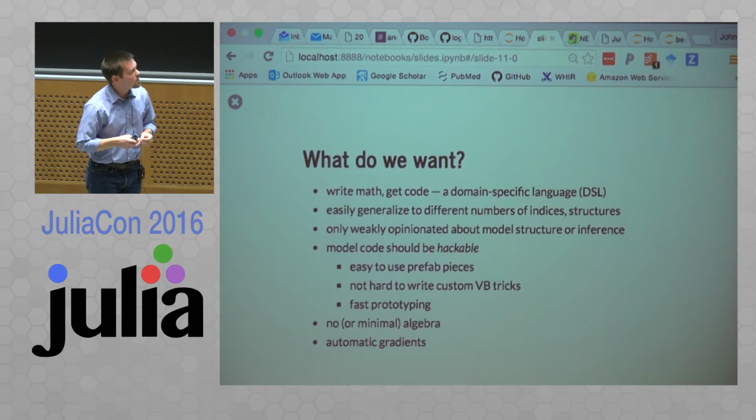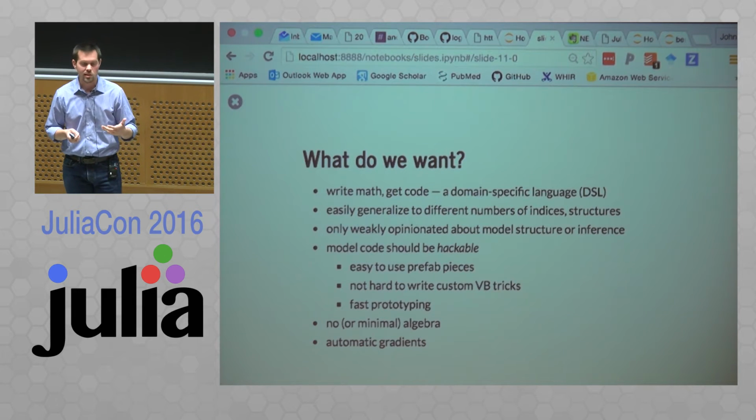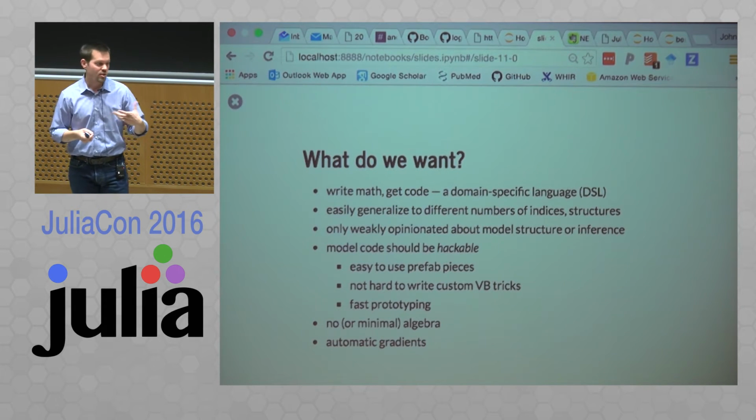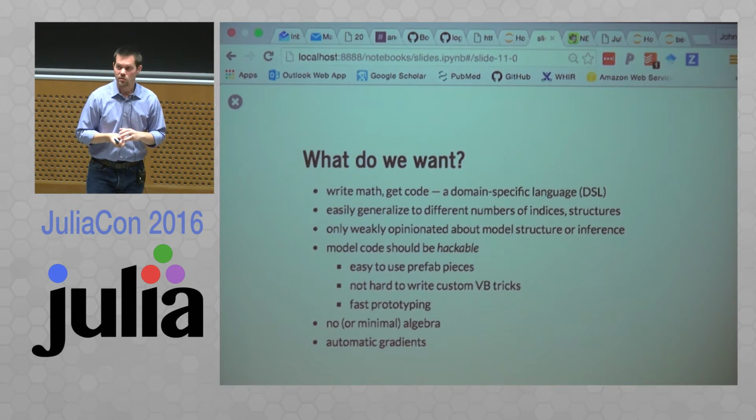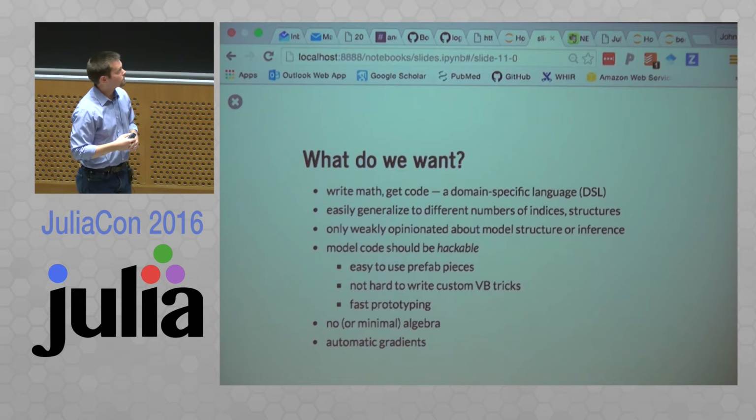We only want to be weakly opinionated about inference. This is a very active area of research, and every few weeks somebody's got a new method for approximating this objective or solving this problem, and I don't want to necessarily be locked into one until the end of time. I really want the model code to be hackable. That is, I would much rather have a set of primitives that we can kind of put together and mix and match in a bunch of ways than one system that is idiot-proof but kind of a closed box, unless you clear a big hurdle.